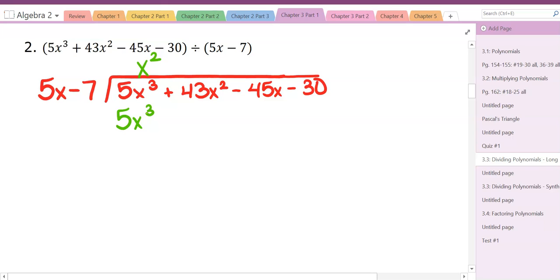Now I also have to take x squared times the negative 7. So I already did it times the 5x. Now we'll take it times the negative 7. So x squared times negative 7 is going to be negative 7x squared. So that goes right underneath the 43x squared. Okay, are we good on how I got those two pieces? Yeah? Or do we have questions?